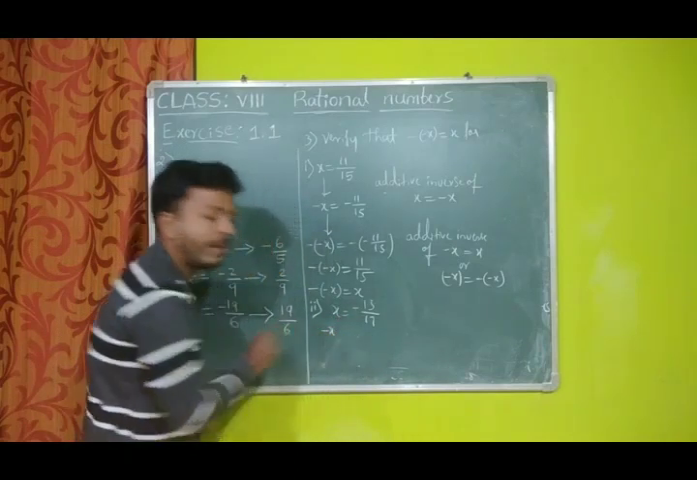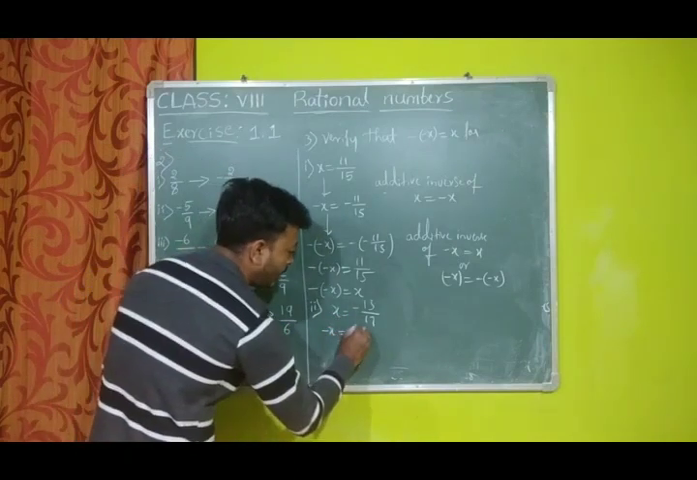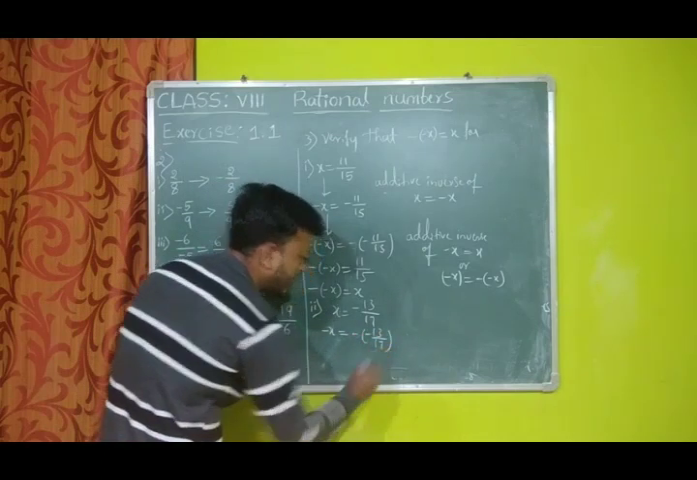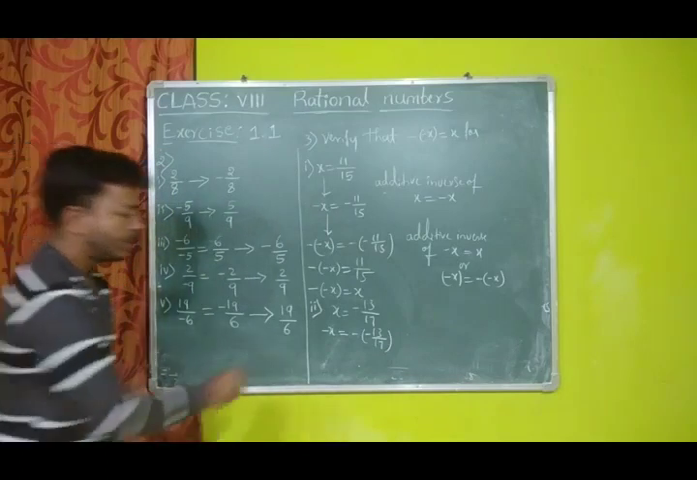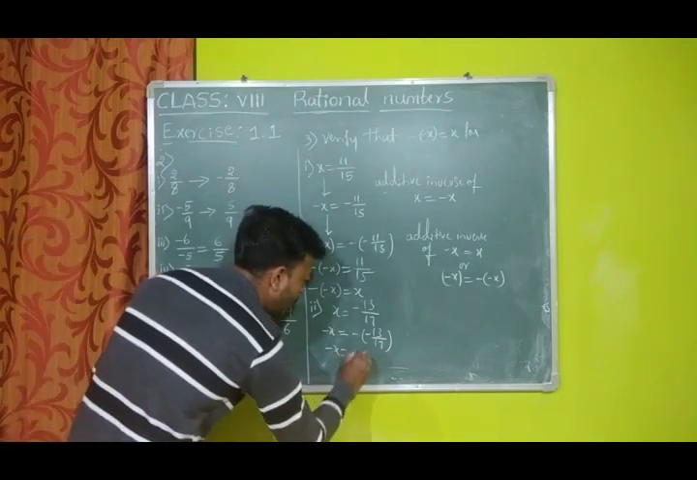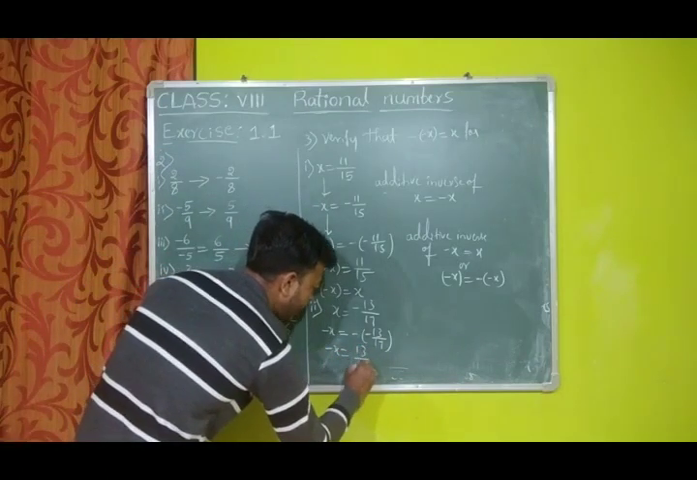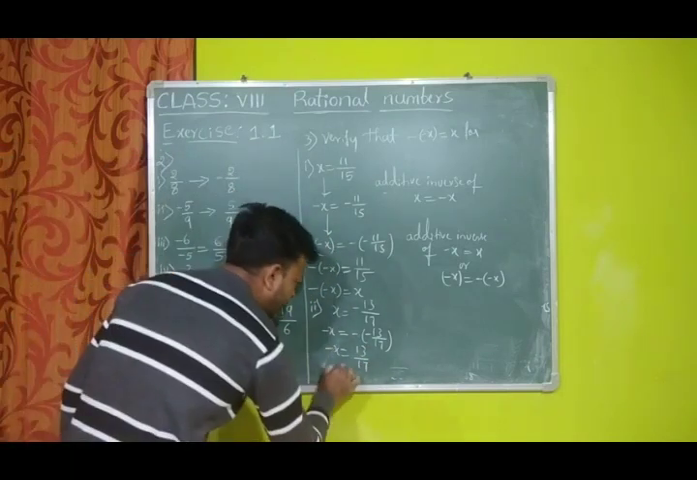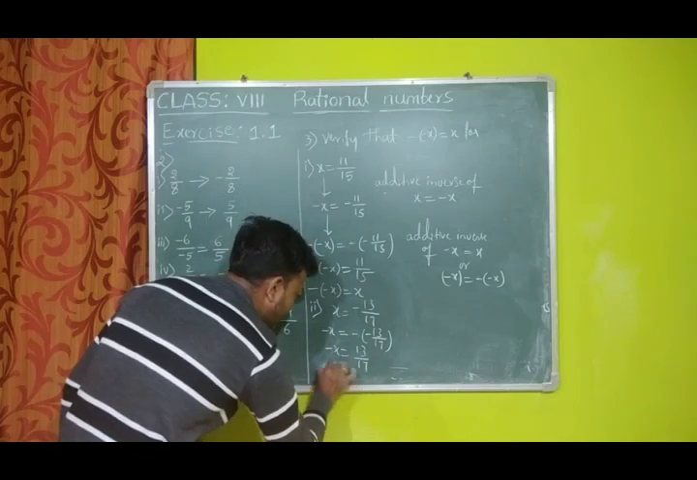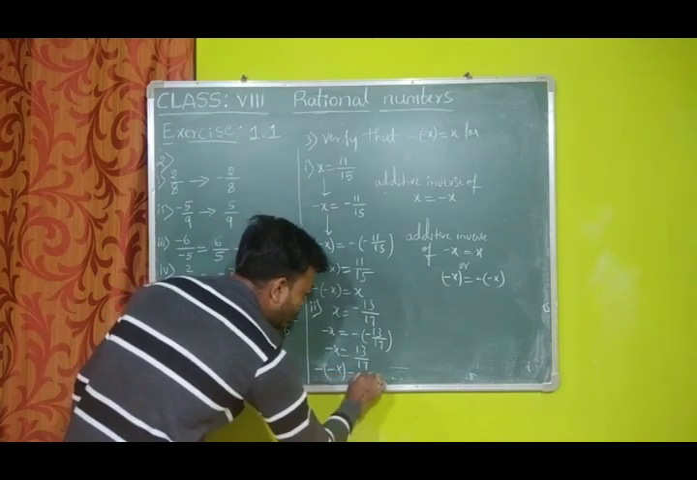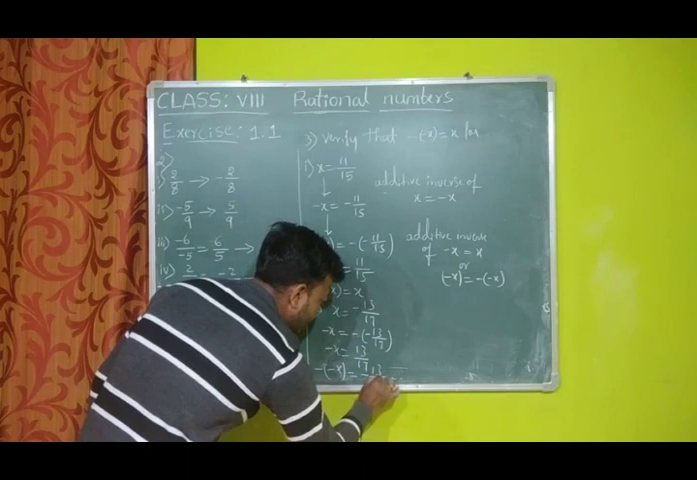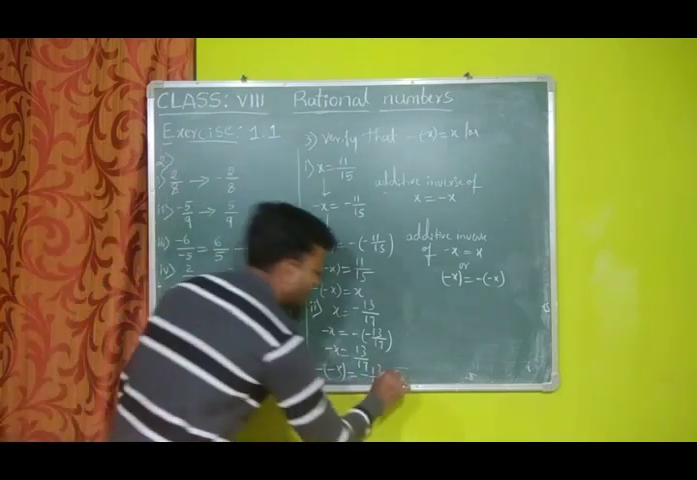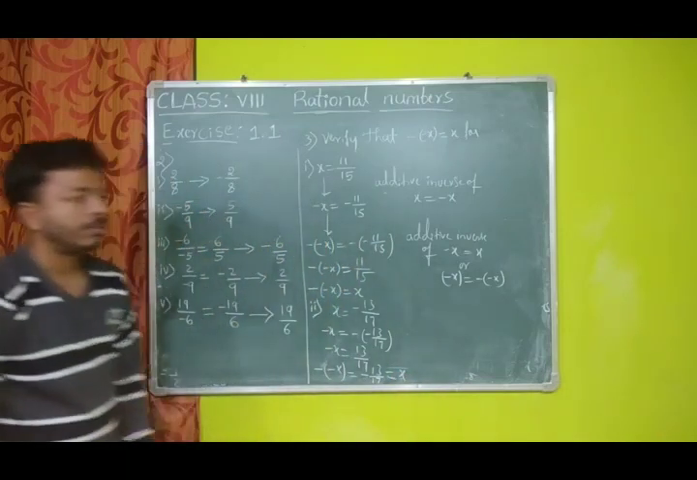Minus x equal to the minus of minus 13 by 17. Yes. So what will you get? Minus x equal to minus minus plus 13 by 17. Now multiply by minus on both the sides. On both the sides you have to multiply by minus. Minus x here minus equal to minus of 13 by 17. So minus of minus 13 by 17 means what is it? X is x. Proved, na?